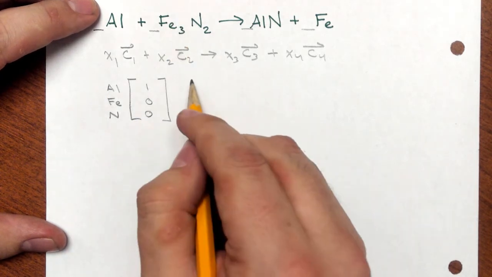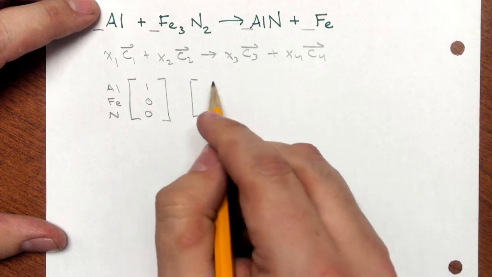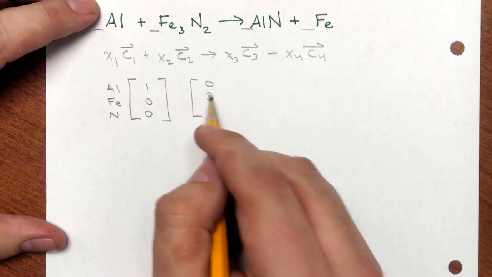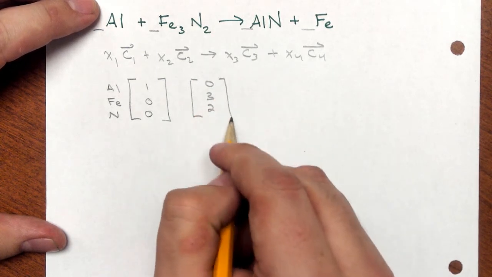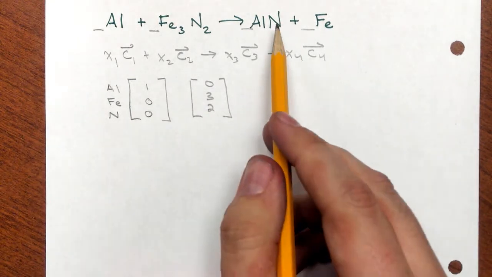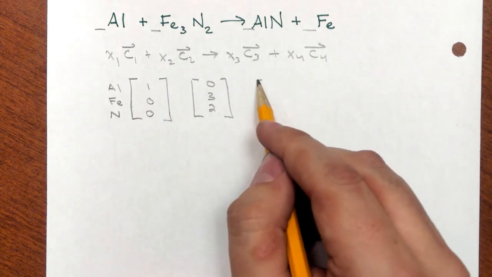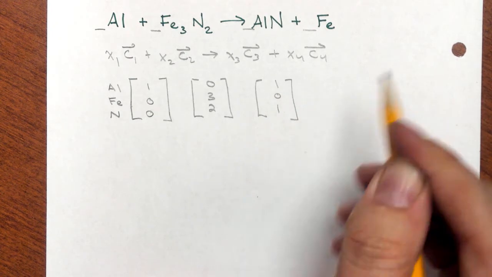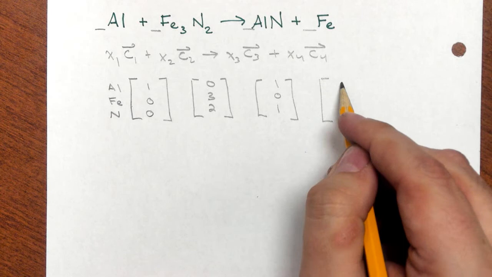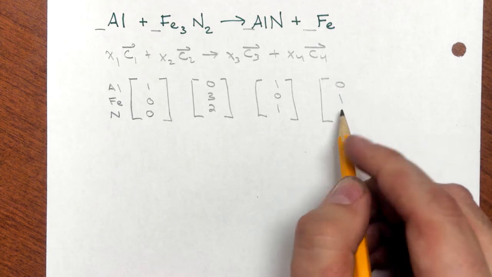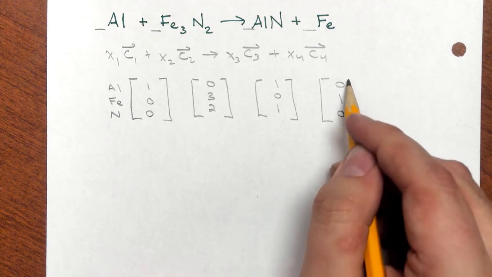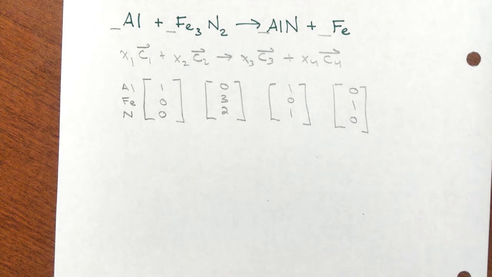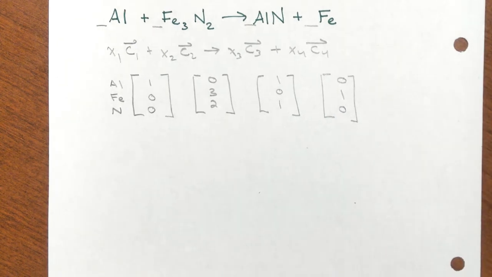For the second compound right there, I have zero aluminums, three irons, and two nitrogens. On the other side, this compound, I have one aluminum, no irons, and one nitrogen. And the last compound, I have no aluminum, an iron, and no nitrogen. All right. So I see these vectors right here.